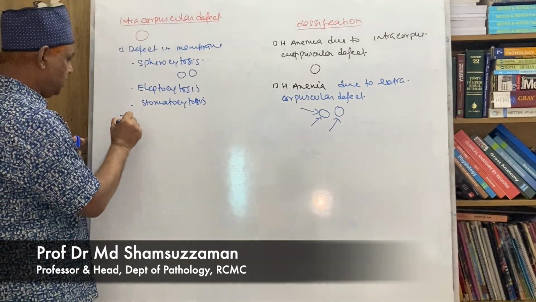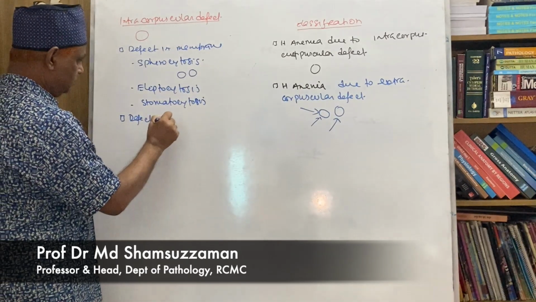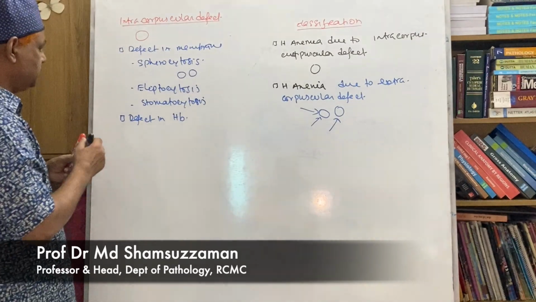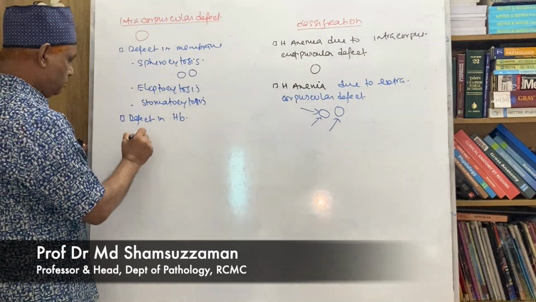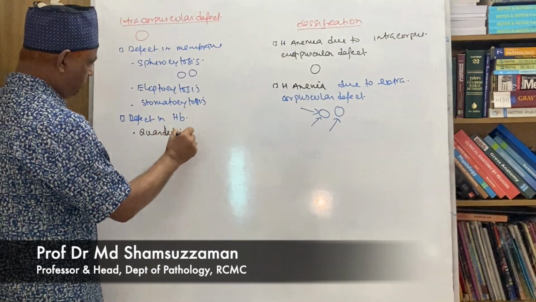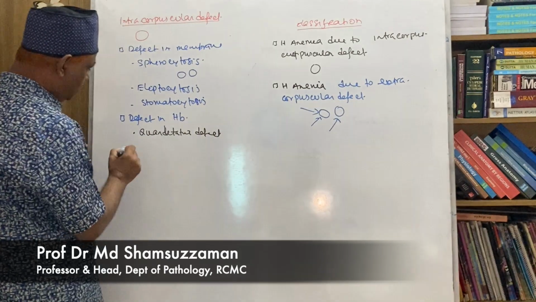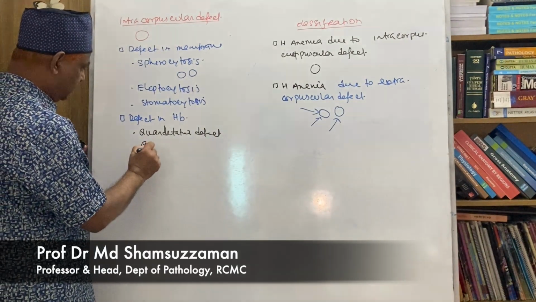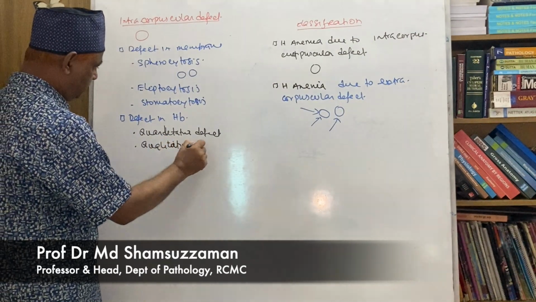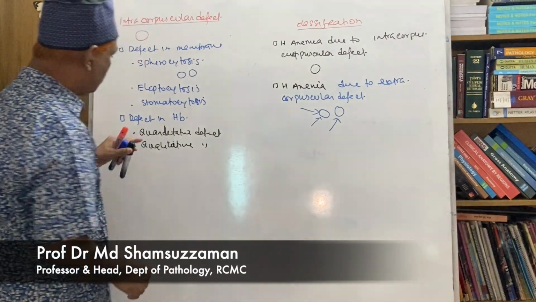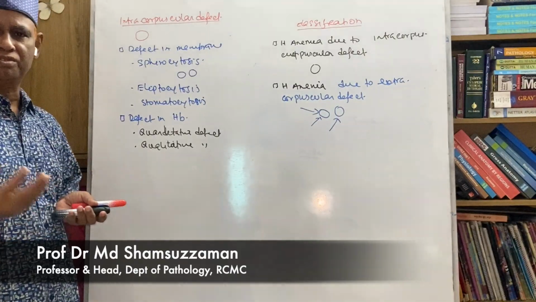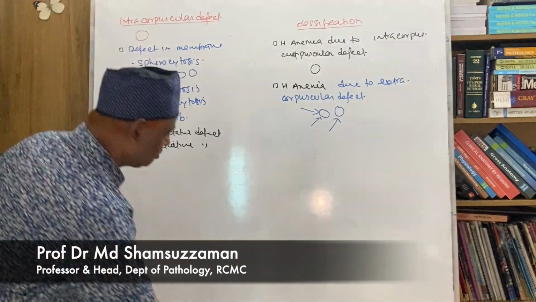Another is defect in hemoglobin. The defect may be of two types. One is quantitative defect, another is qualitative defect. The quantitative defect, you know, is called thalassemia, and the qualitative defect is the structural defect of hemoglobin. It is called hemoglobinopathies.